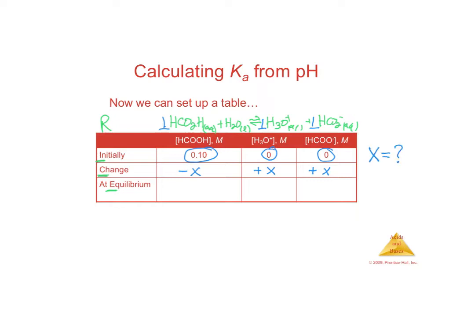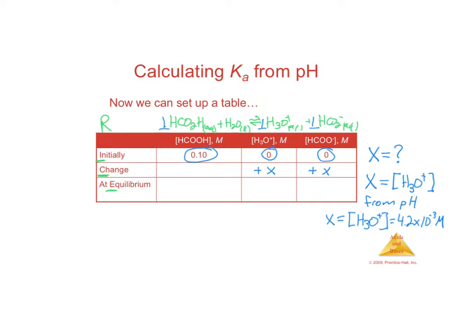Now, do you know the value of x? It was the concentration of hydronium we found using the pH value. X is equal to 4.2 times 10 to the minus third molar. So let's plug that into our RICE table and calculate our equilibrium concentrations.